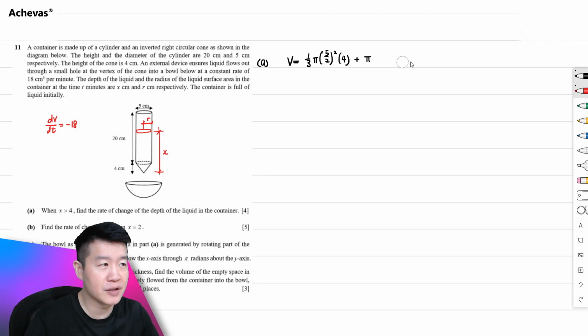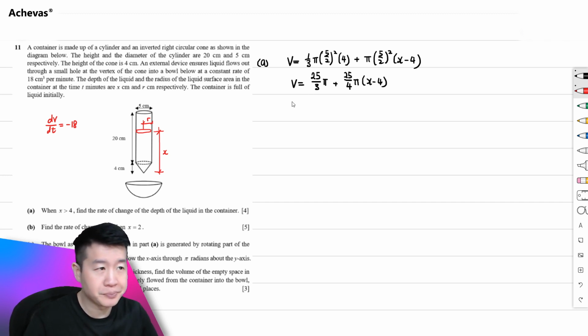Oops, r is actually fixed also. R is 5 over 2. So 5 over 2 squared times x minus 4. Okay, this distance here is x minus 4. So for V, not super necessary, but I think we can actually still simplify this. So I have this constant times pi, then plus 25 over 4 pi of x minus 4.